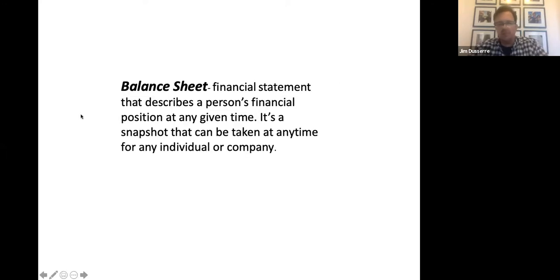What is a balance sheet? You might be asking yourself. You're probably up late at night with these big questions all the time, tossing and turning. One of those questions might be, what is a balance sheet? A balance sheet, simply put, is a financial statement that describes a person's financial position at a given time. It's a snapshot that can be taken at any time for any individual or company.